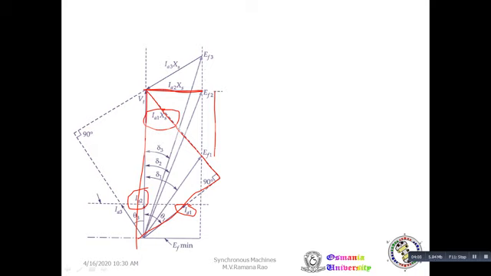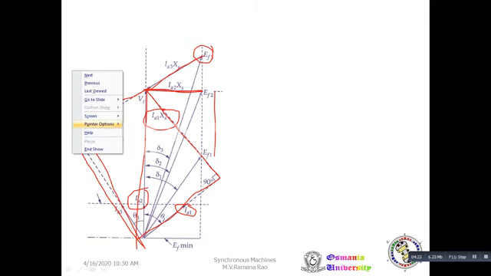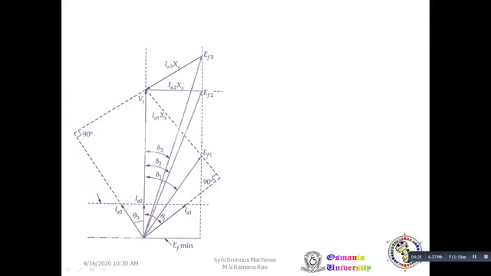Similarly, if you still increase from EF2 to EF3, what happens? This is IA3 XS, and IA3 XS is 90 degrees to IA3. Observe here, 90 degrees to IA3. Okay, so let us remove this. Now when I increase the excitation from EF1 to EF2, what happens?